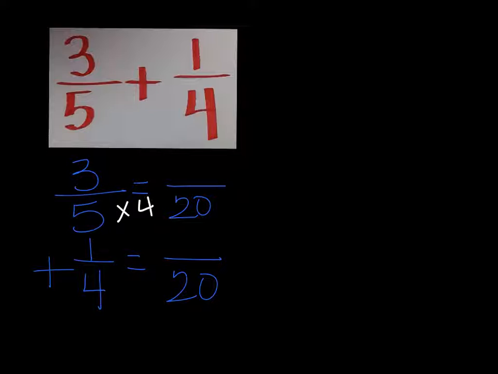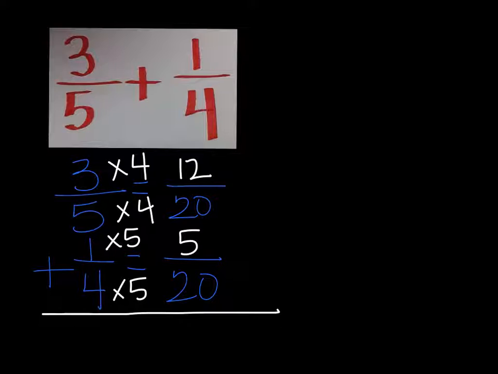Well, on the bottom, I have to multiply by 4. So that means I have to multiply by 4 on the top. 3 times 4 gives me a new numerator of 12. And on the bottom, to get from 4 to 20, I have to multiply by 5. So I multiply my numerator by 5, which would give me 5.